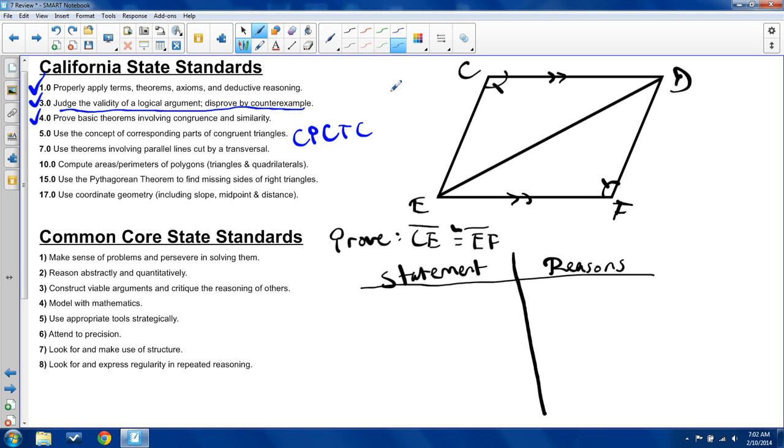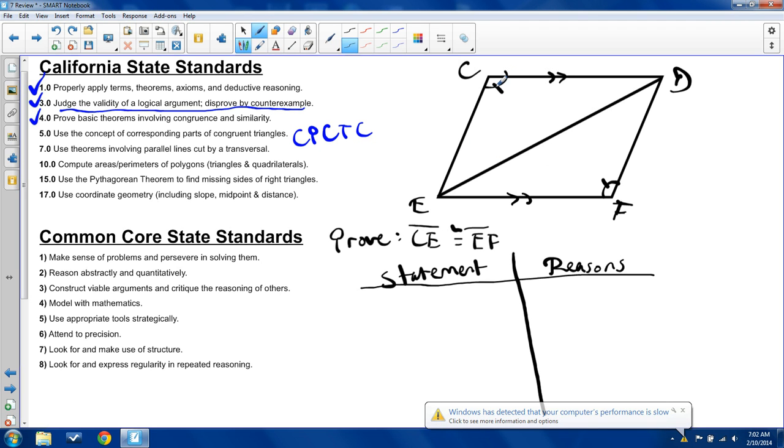Okay, let's start this off. So I'm even kind of going to skip the statements and reasons. I kind of just want to talk about them, and you can write them as you go. Just pay attention. First of all, I would list givens. Angle C is congruent to angle F. Segment CD is parallel to segment EF. Okay, so those are givens.